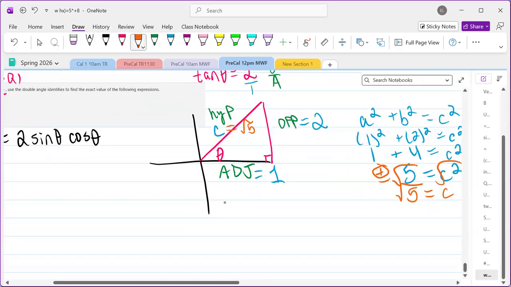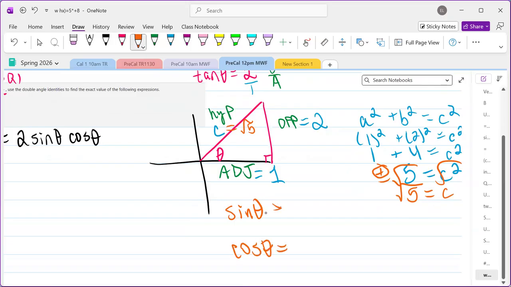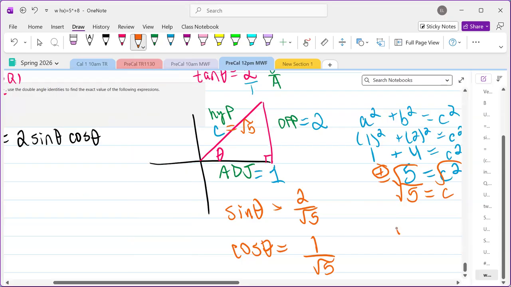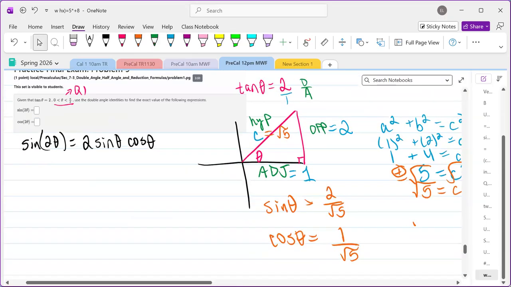So I want to write down what is the sine of theta and what is the cosine of theta. Sine, SOH, opposite over hypotenuse, 2 over the square root of 5. Cosine, CAH, adjacent over hypotenuse, 1 over the square root of 5. Now don't worry about the square roots. The formula will take care of those square roots for us.